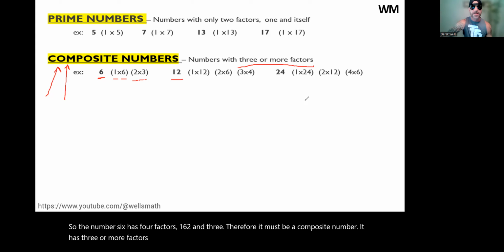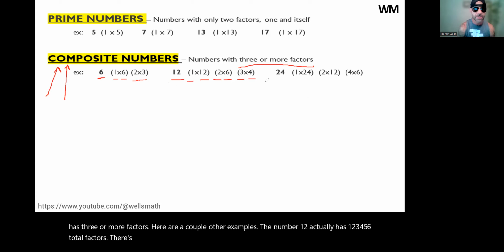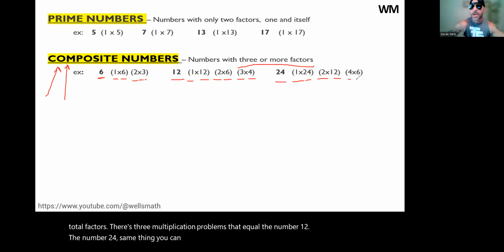Here are a couple other examples. The number 12 actually has 1, 2, 3, 4, 5, 6 total factors. There are 3 multiplication problems that equal the number 12. The number 24, same thing. You can see those here.